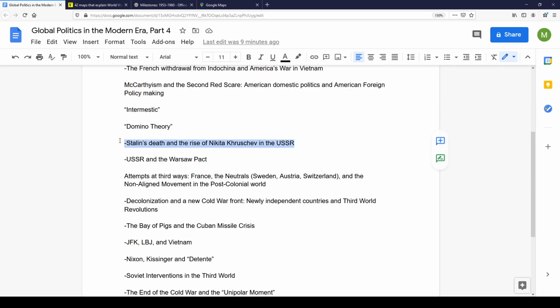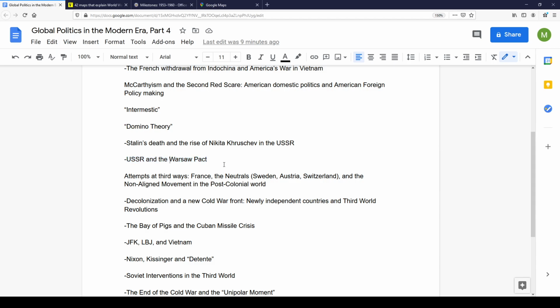This point explains itself. I know I've run long on time, so if it doesn't really need to be explained, I'll just point it out. Stalin dies, and Nikita Khrushchev eventually succeeds him and ends up governing until 1964. Now 1955, okay.